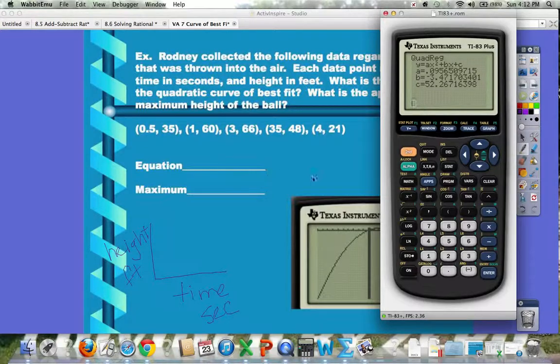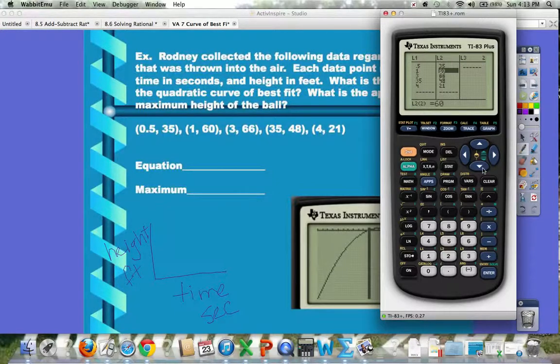Let me go back and check my stat stuff. I've already done this ahead of time and my numbers aren't looking right. 0.5 and 35, 1 and 60, 3 and 66, 3.5 and 48. Oh, that says 35. No wonder. Let's go back. Oh my goodness.